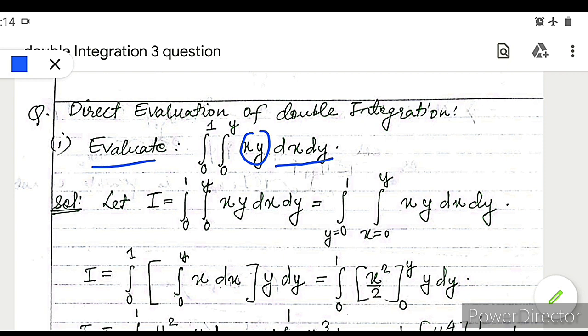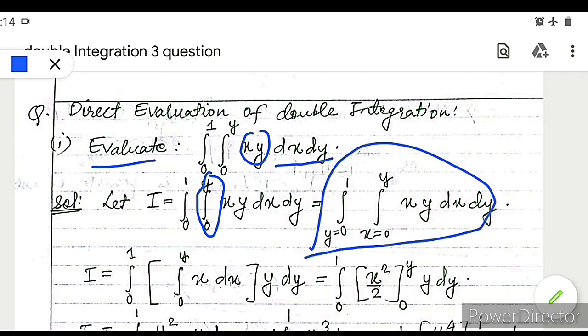Let I be equal to this integration. Now we have to decide which integration is for which variable. The integration having variable limits, and the variable is y in that integration, so that is for x. So here I have decided that this integration is for x and this integration is for y. The constant limit is for y. So after deciding the integrations, we will start the integration.